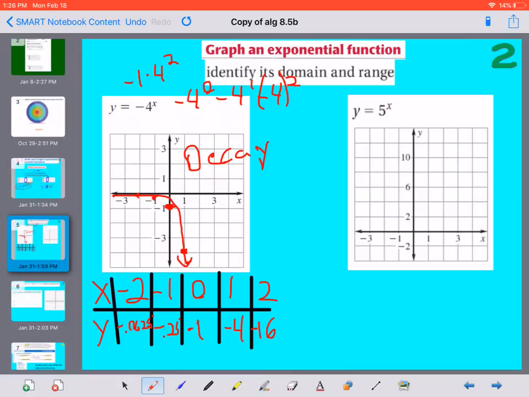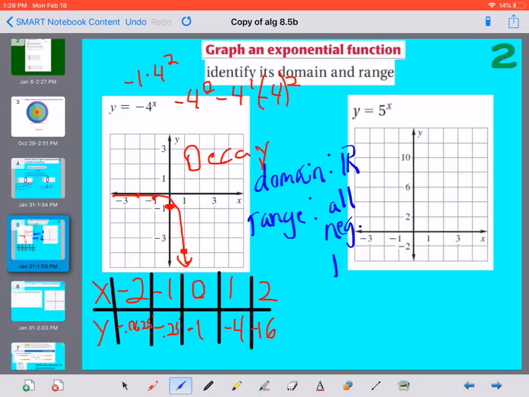Now it says to define the domain and range too. So the domain is the numbers on the x. We could pick any numbers that we wanted to for the domain. So I'm just going to say that this is all real numbers. The range, well, that is all the negative numbers because we never go past 0 to get to the positive. So this is all negative real numbers.